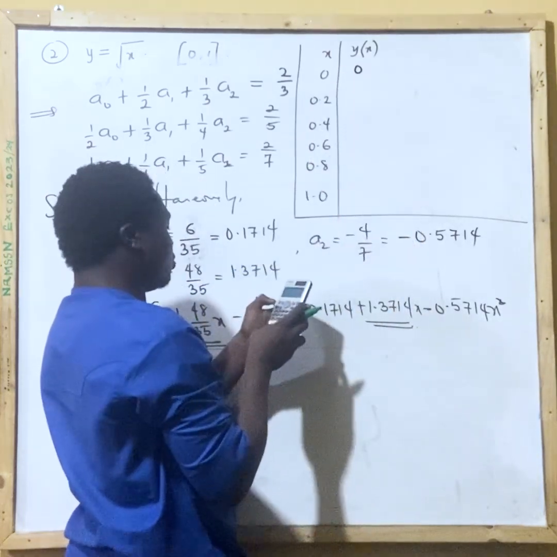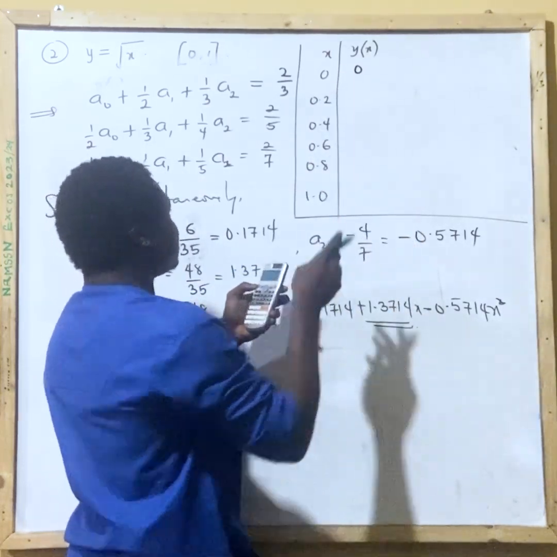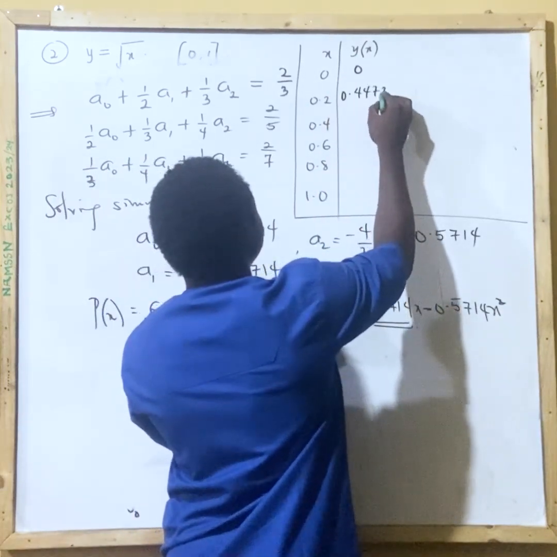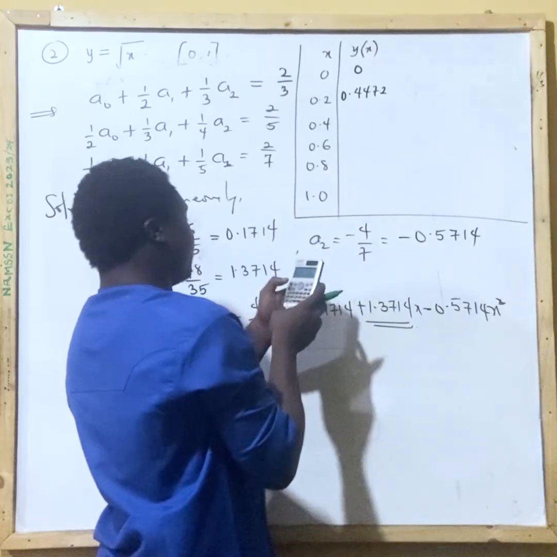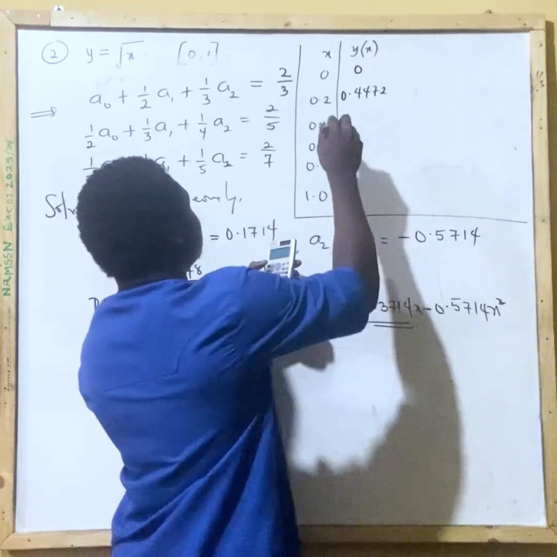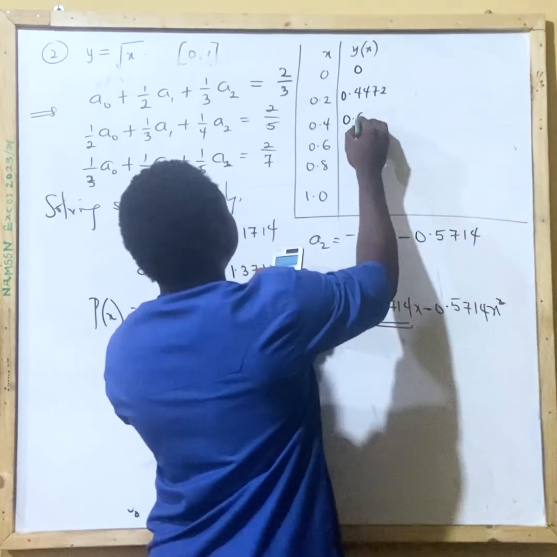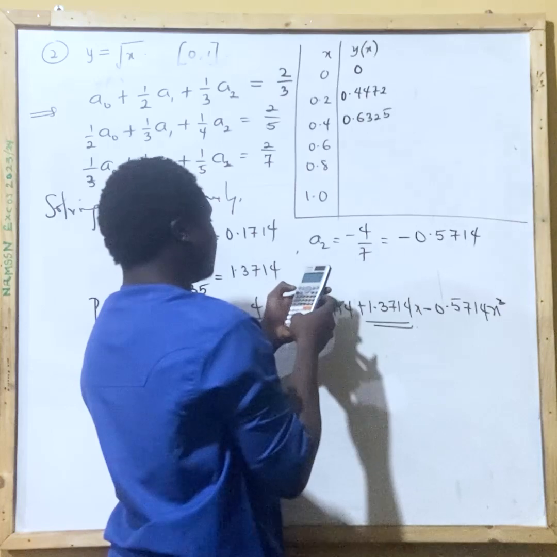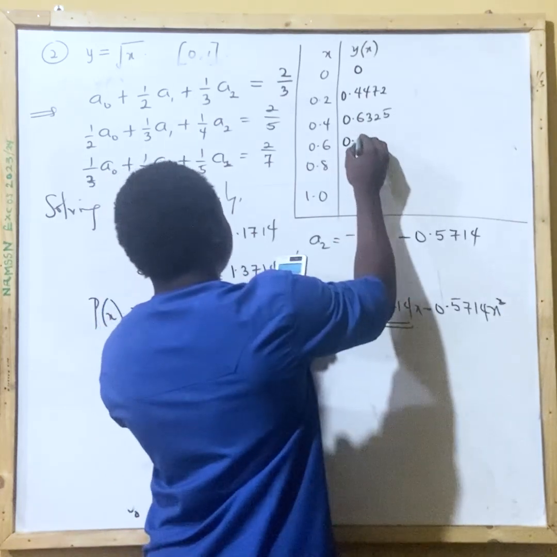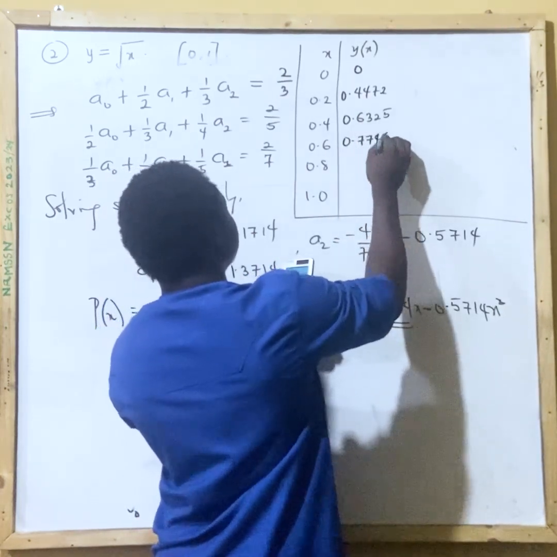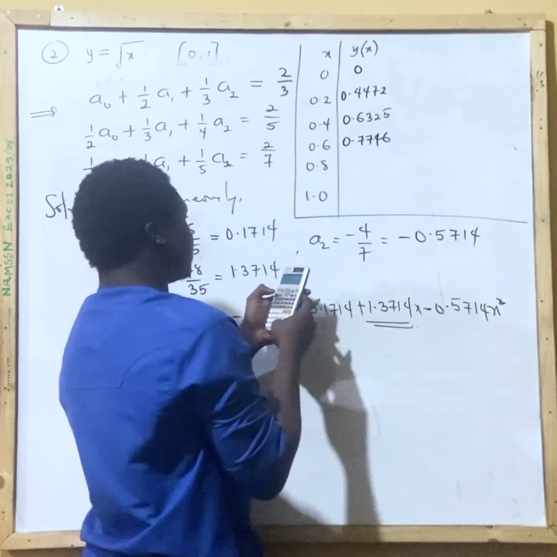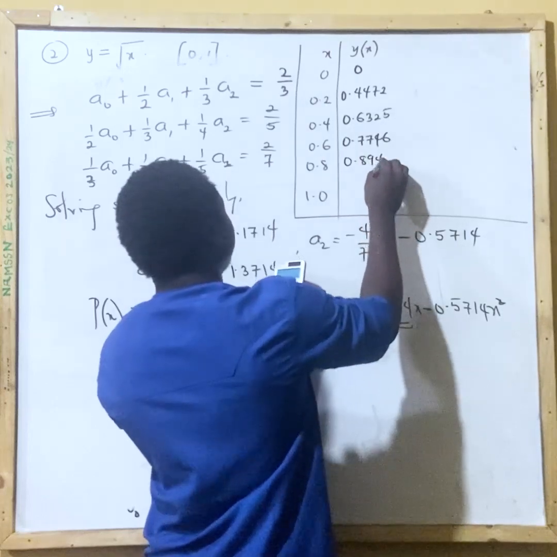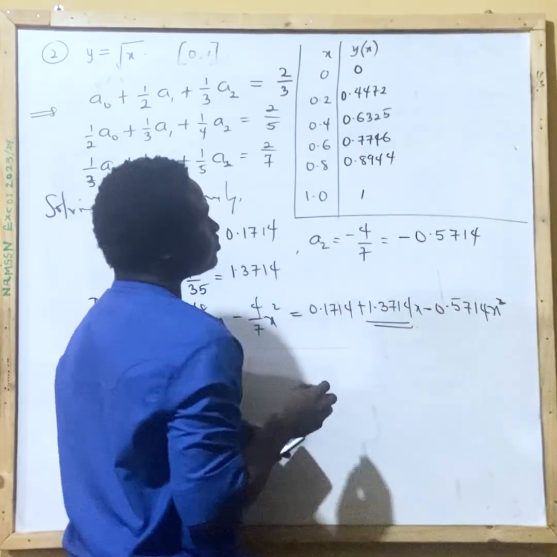When x is 0.2, my answer is 0.4472 to 4 decimal places. When it is 0.4, I have 0.6325. For 0.6, 0.7746. 0.8, 0.8944, and when it is 1, we have 1.